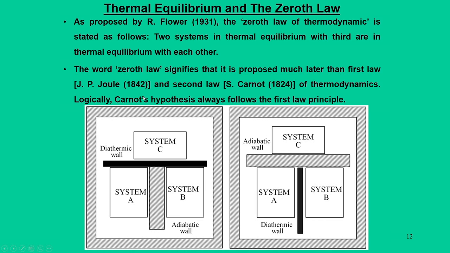Since we need to follow a logical sequence, the fundamental understanding was that we put this concept of thermal equilibrium as the Zeroth law of thermodynamics, because it gives the concept of temperature, and subsequently that concept of temperature was utilized for the first law and second law in the subsequent years. So, that is the reason the word Zeroth law has its own significance.